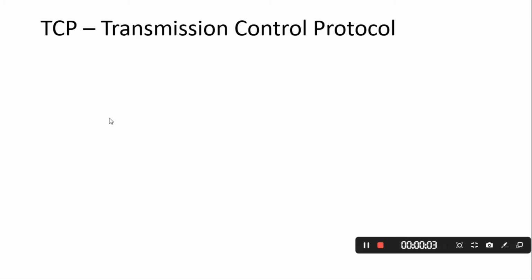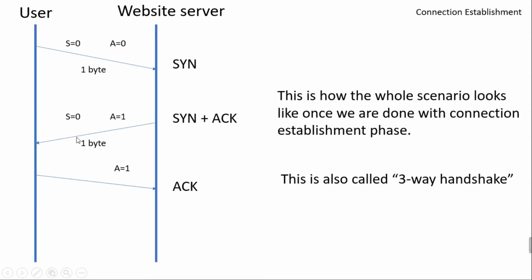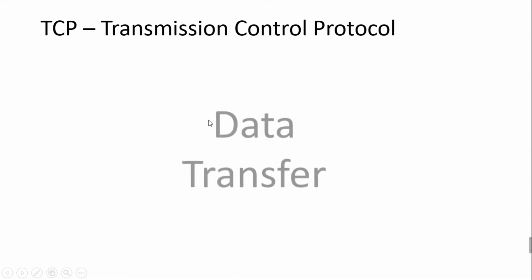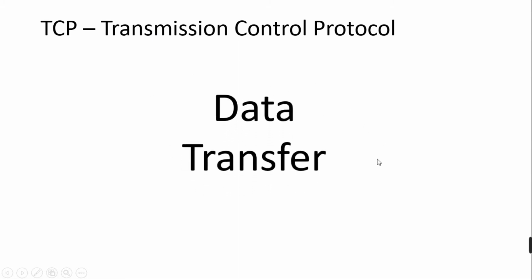Alright, so I have already talked about the connection establishment part of TCP. The connection was already set up, so now let's move on to the next phase, known as data transfer. I have already set up the communication. Now I just want to get the data from my desired server. So how can I get that?